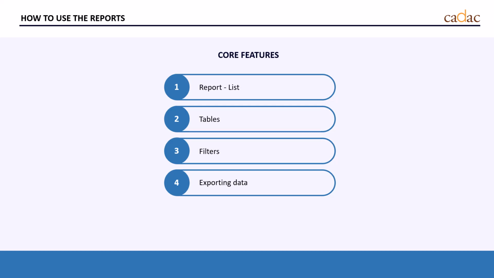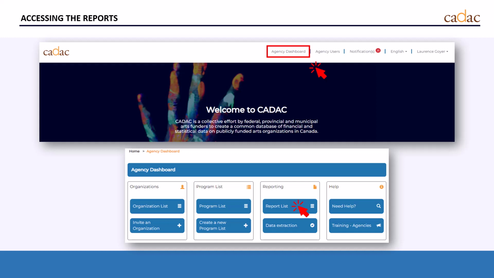In this section, we will be reviewing how to access the report, navigate around inside the report, apply filters to a report, and finally, we will look at how to export the data. To access the reports in CADAC, please log in using your credentials, which is your email and the password that you created. Once you are logged in, you will see CADAC main page.